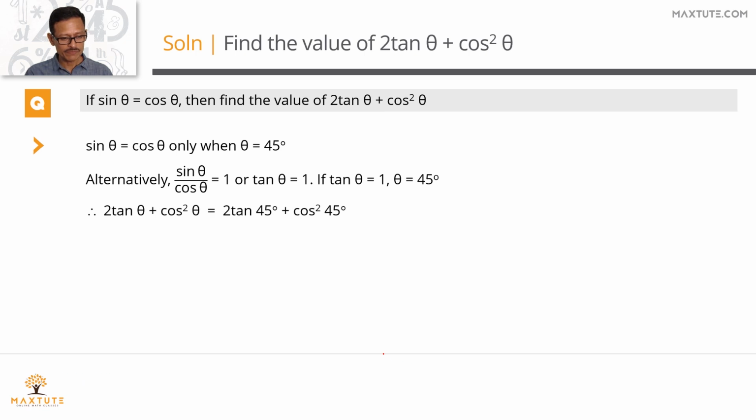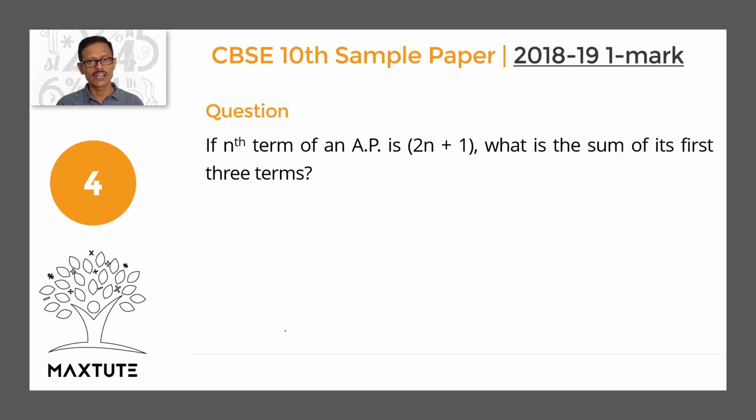Summarize that again. We found out the value of theta equals 45 using one of these 2 approaches. So we're replacing this theta with a 45 to get 2 tan 45 plus cos square 45. Tan 45 is a 1, cos 45 is a 1 by root 2. So the expression's value will become 2 times 1 plus 1 by root 2 the whole square, which equals 5 by 2. So move on to question number 4, which is from arithmetic progression.